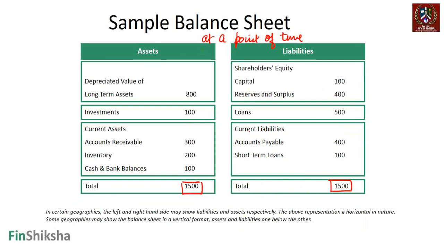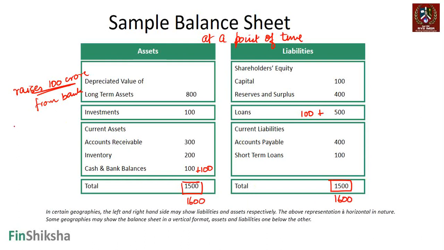Let's try a couple of transactions on this, right? Let's say the company raises 100 crore from a bank, right? That will be a loan. So what will happen? You will add 100 here, correct? And immediately as you raise the 100 crore, that 100 crore will come in your bank account. So you will add 100 here, thereby making both of these 1600. The balance sheet stays balanced. There is no difference in that, right?